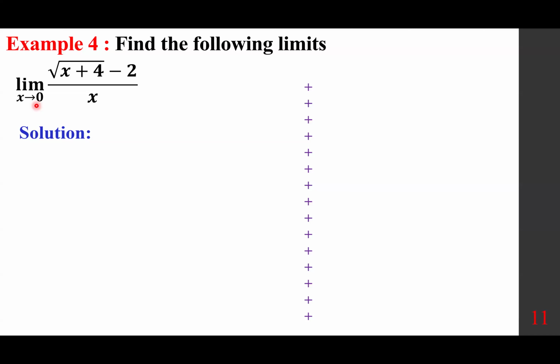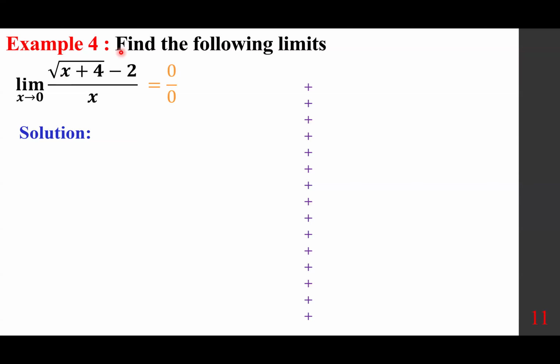We plug in. So if I put 0 here, I get 4. Square root of that is 2. 2 minus 2 is 0. The denominator is 0. So you get 0 over 0, which means indeterminate, which means now I have to do something about it, some sort of an algebraic technique to get to the answer. And because that is the case, I'm going to multiply by the conjugate because it's a square root.